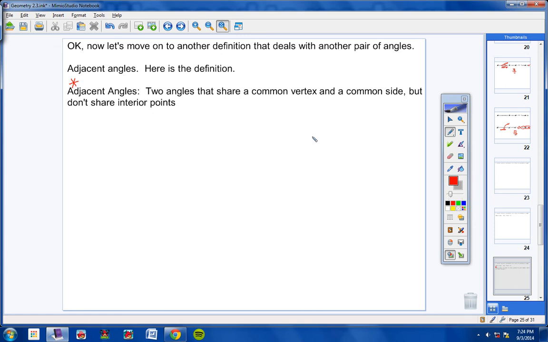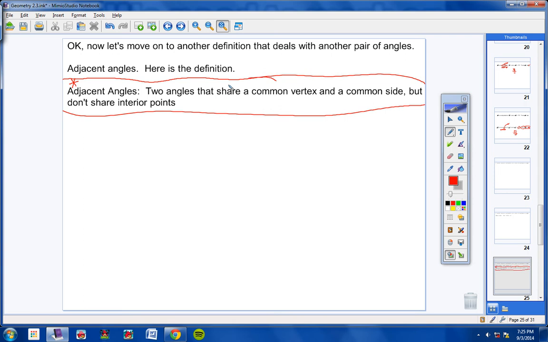Now, if you're like most students, this definition does nothing for you, okay? And I understand that. So let me give you a picture of what exactly adjacent angles are. But still, as a math teacher, it's also my job to give you the explanation in words. So I do want this in your notes, and you are responsible to know this on a test or a quiz. But let me go ahead and give you a picture of what adjacent angles are so that you understand, okay? Two angles that share a common vertex and a common side, but they don't share interior points, all right?